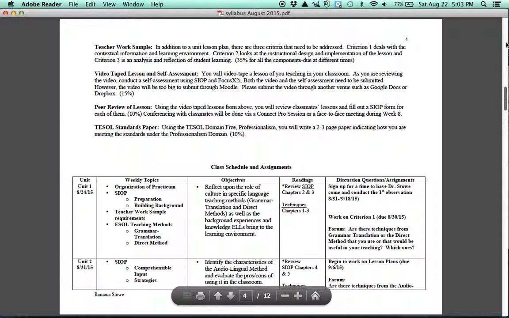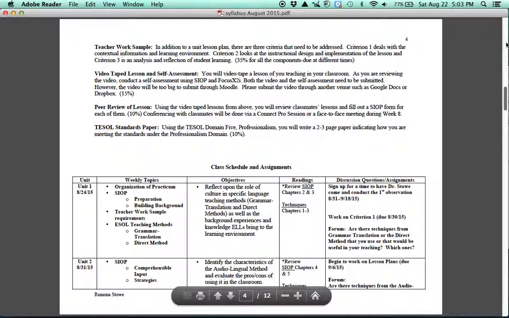In week 4, we can go over how to do the Focus X2i, and I just think it might be easier to show you in person. And then week 8 is when we'll get together and do the peer reviews and the conferencing with each other and so on.